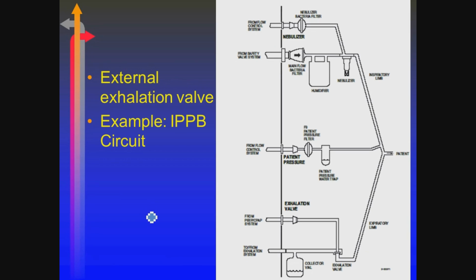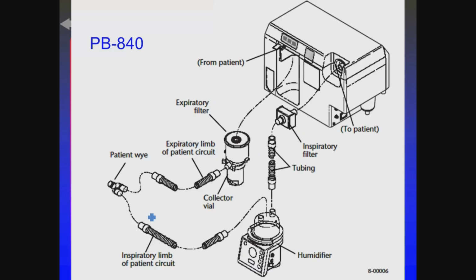In the old days, we had the IPB circuit. They had an external valve. And this is kind of the flow on the 840 coming out of the machine, through a filter, to my humidifier, to my patient. There's my patient. And then back again through an expiratory filter and basically dumped to the atmosphere after that.